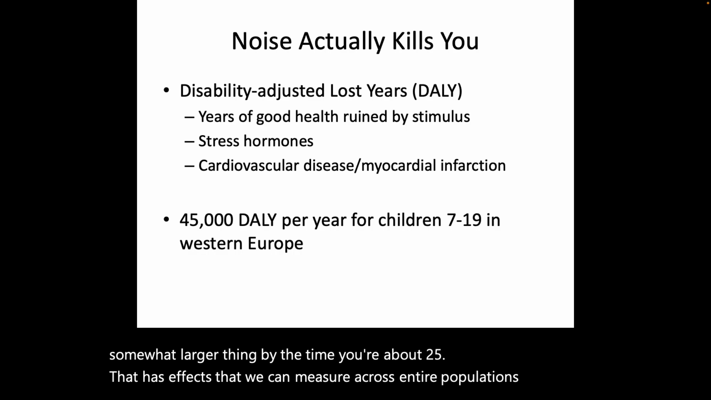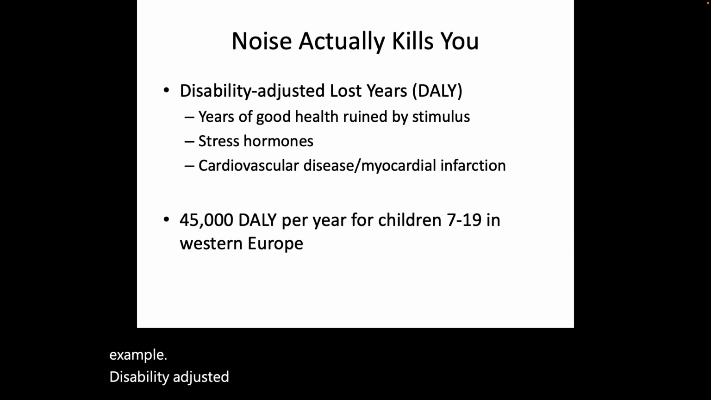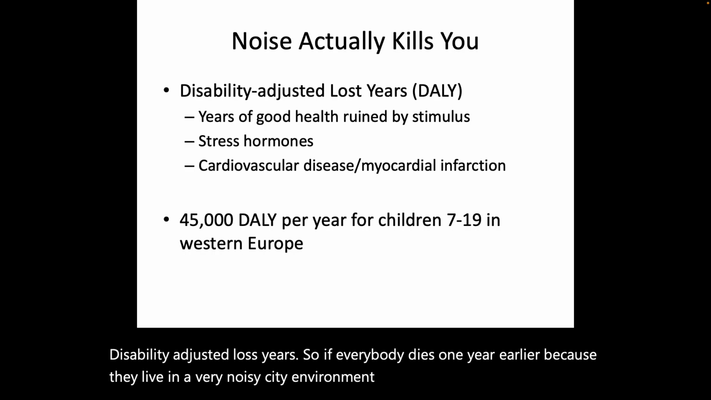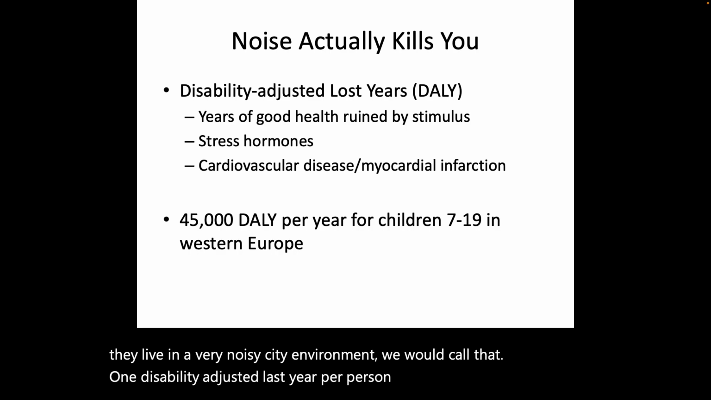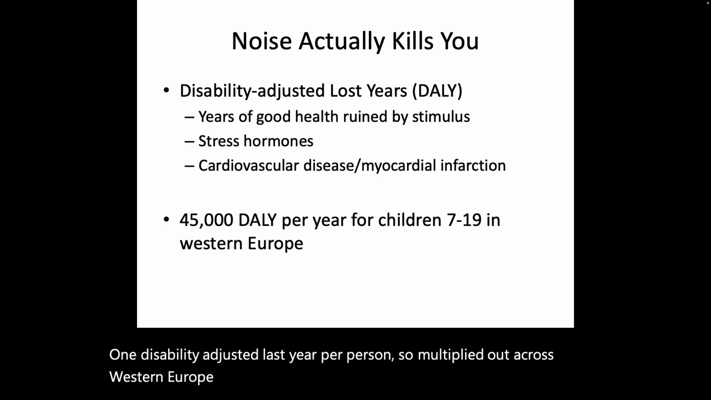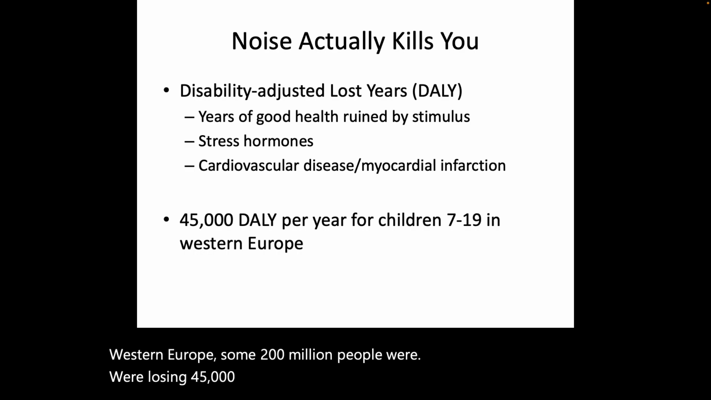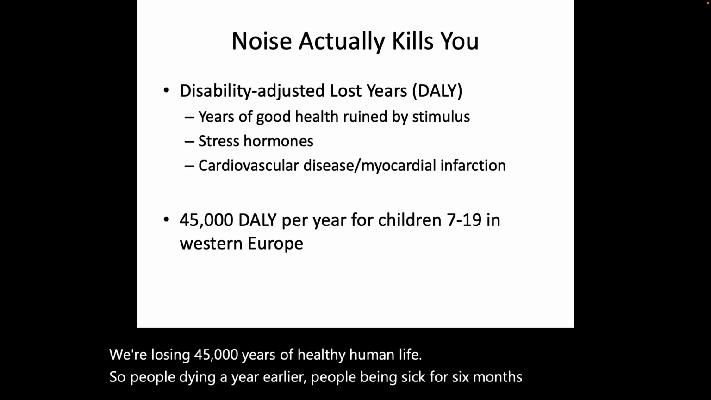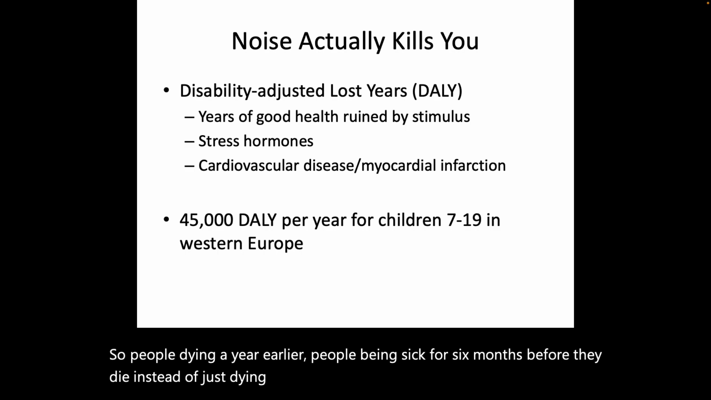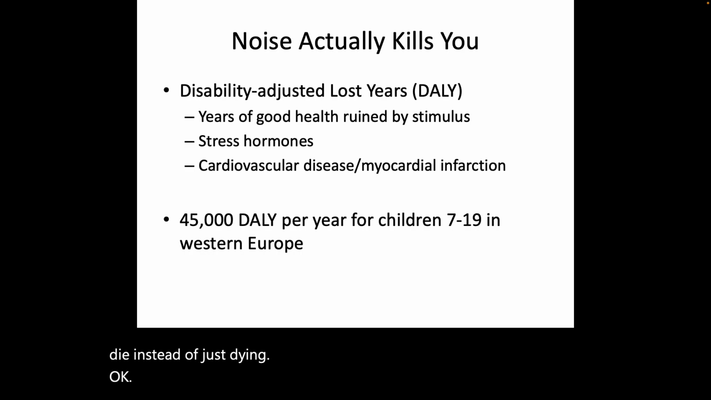So, for example, disability-adjusted lost years. If everybody dies 1 year earlier because they live in a very noisy city environment, we would call that one disability-adjusted lost year per person. So multiplied out across Western Europe, some 200 million people, we're losing 45,000 years of healthy human life. So people dying a year earlier, people being sick for 6 months before they die instead of just dying. Okay? Among children, just in Western Europe, every year.